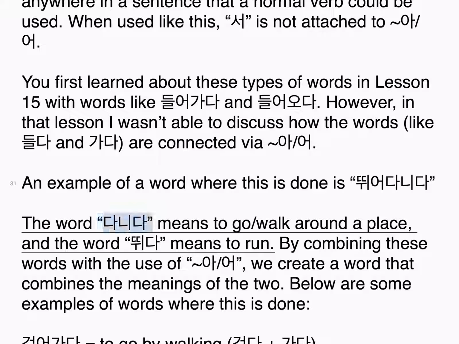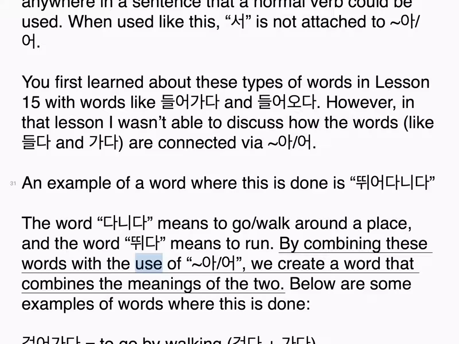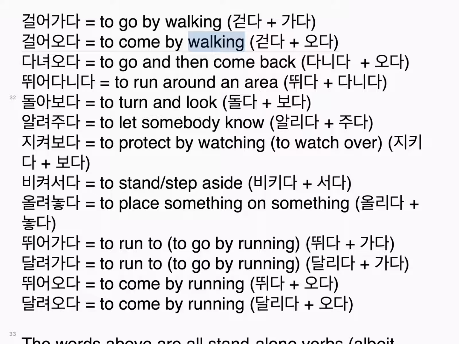The word 다니다 means to go walk around a place, and the word 뛰다 means to run. By combining these words with the use of 어, we create a word that combines the meanings of the two. Below are some examples of words where this is done. 걸어가다, to go by walking. 걷다 plus 가다. 걸어오다, to come by walking. 걷다 plus 오다.